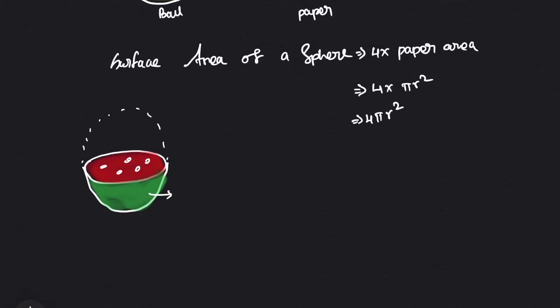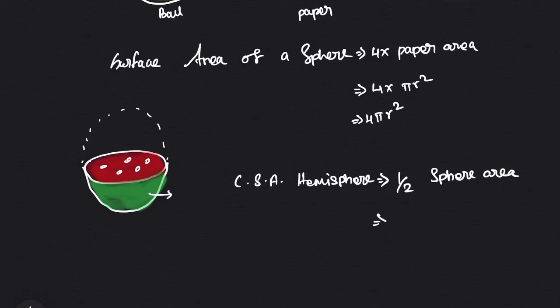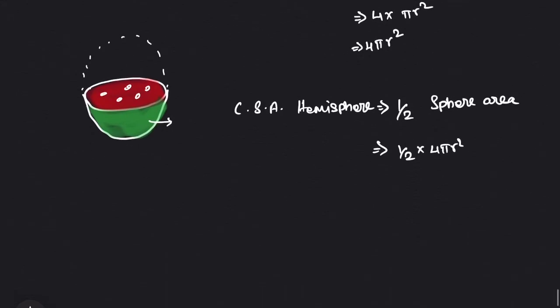Then the curved surface area of a hemisphere is equal to half of the area of the sphere. So the area of the sphere is 4 pi r square, then 1 by 2 multiplied by 4 pi r square, finally we get 2 pi r square. But this is only for CSA.